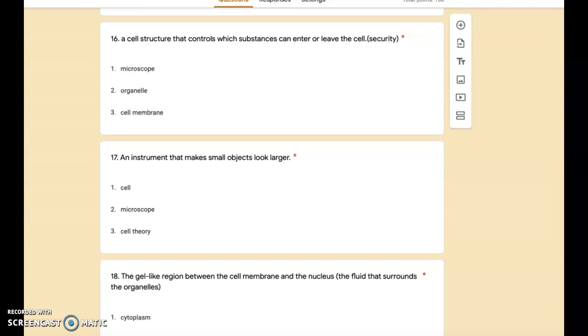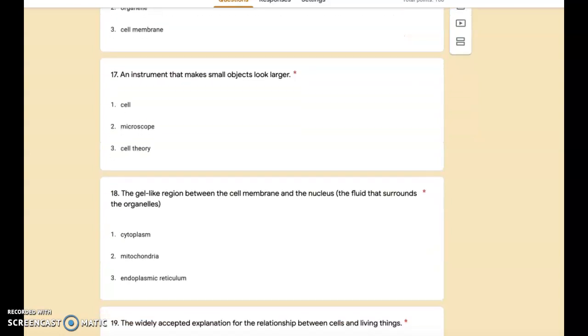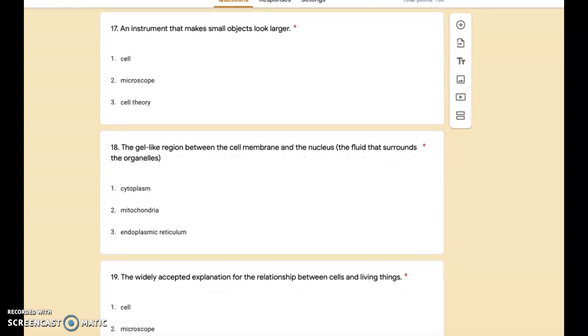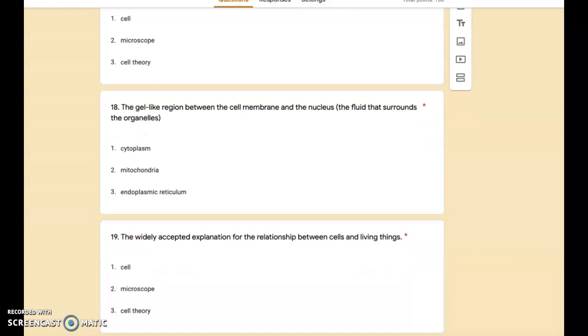Number 16. A cell structure that controls which substances can enter or leave the cell. This is like the security. Is it the microscope, organelle, or cell membrane? Number 17. An instrument that makes small objects look larger. Is that a cell, microscope, or cell theory?